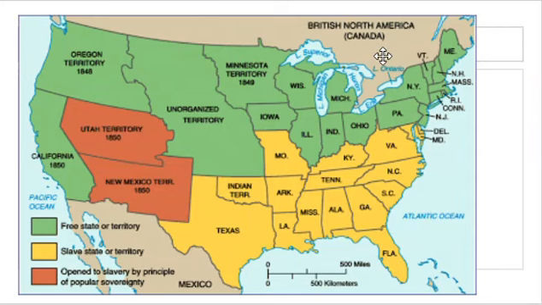So this map shows the Compromise of 1850. You can see California is added as a free state. And the Utah Territory, New Mexico Territory, they have what's called popular sovereignty. That means they get to decide. But all these green states are free states and territories. The yellow states are slave territories. And the red, it's up to them if they want to have slavery or not.